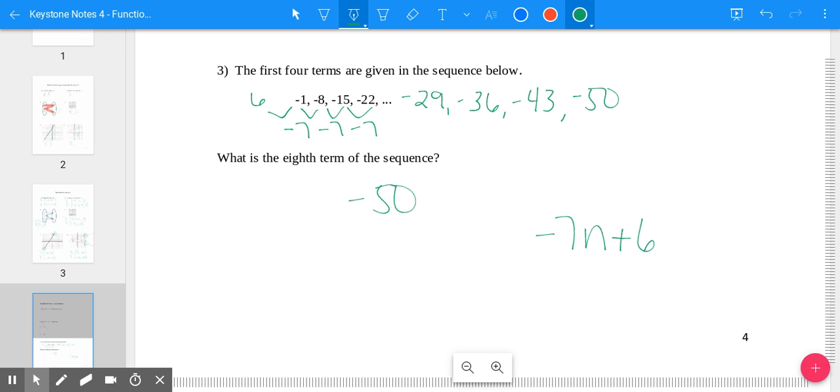And then if we plugged 8 in here, instead of doing it the way we just did, we could say that -7 times 8 plus 6 would be -56 plus 6. That'd be another way to show that that 8th term is actually -50. So if the problem had been more complex and they wanted to know like the 80th term, then we could plug in 80 for n and get that pretty quickly versus having to count out 80 numbers to get to that point.